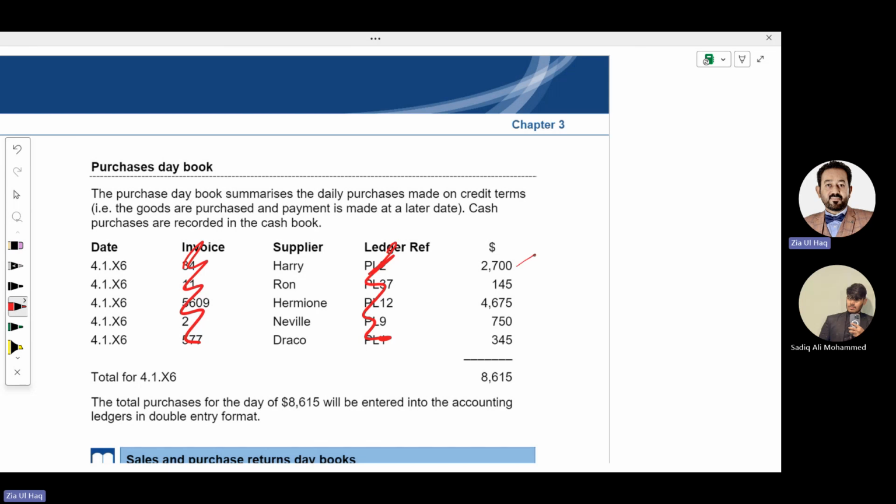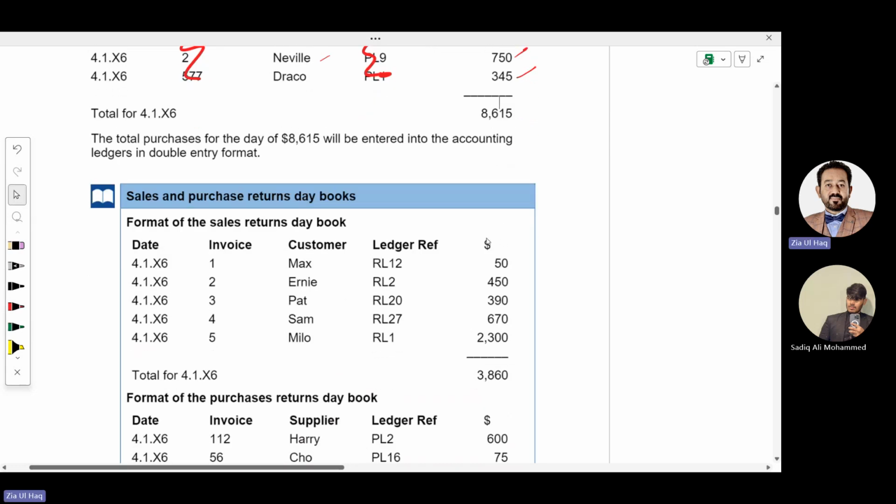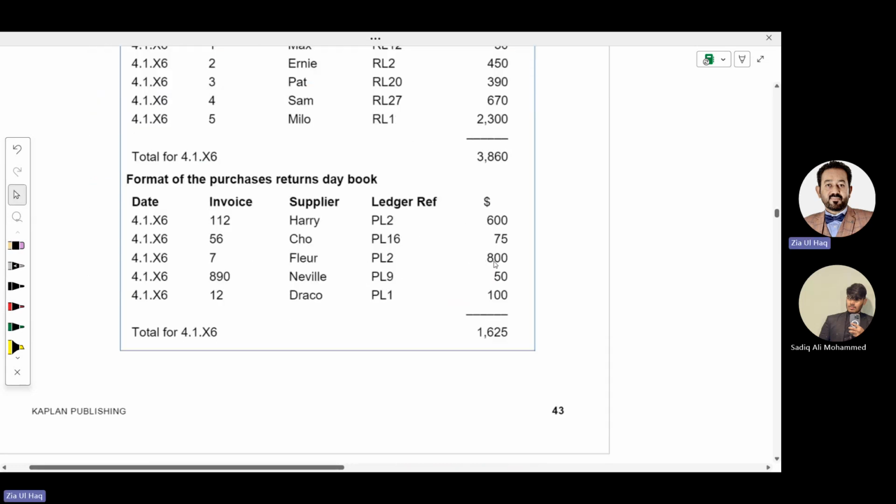The firm is of 2700. From there is 155. From Hamai supplier this amount, Neville this amount, and Draco this amount. These are our supplier names.